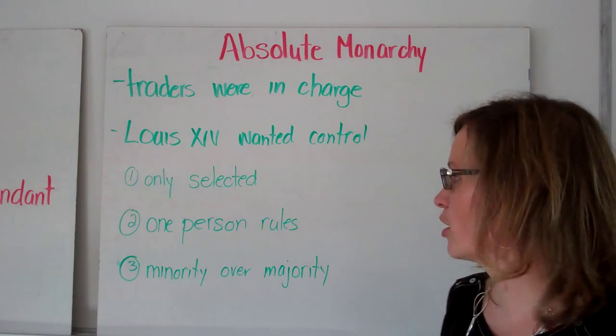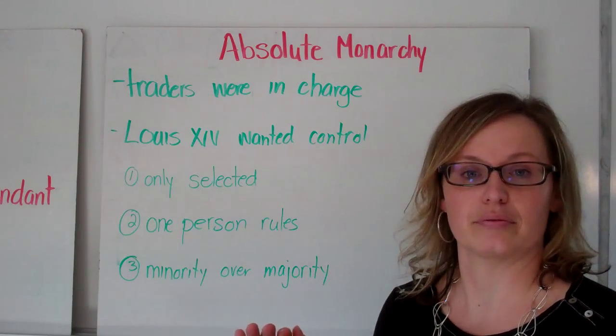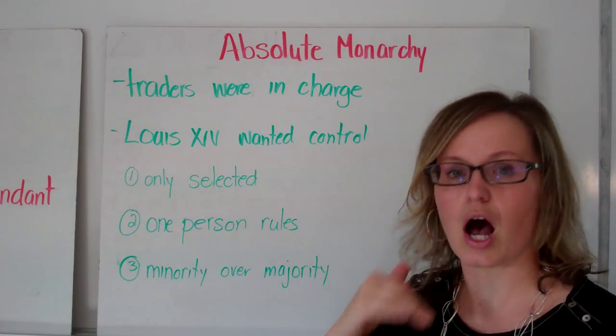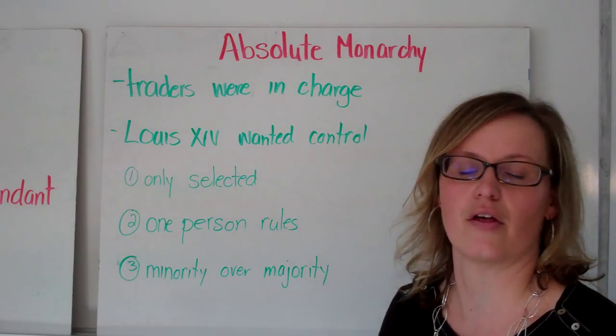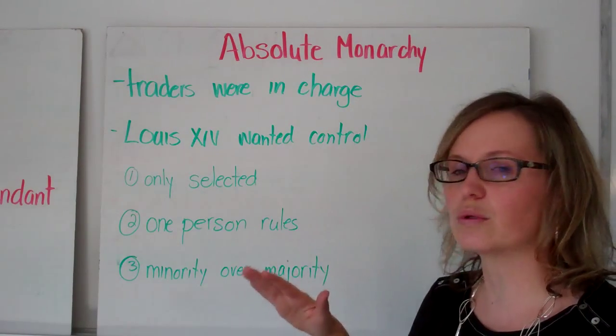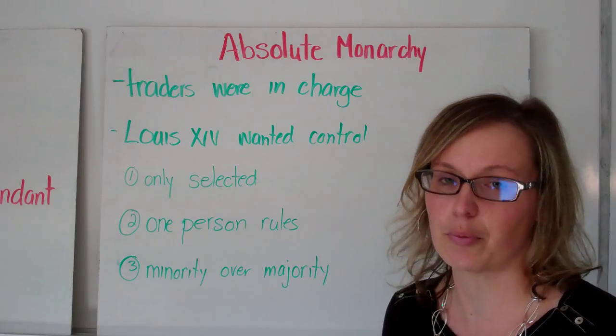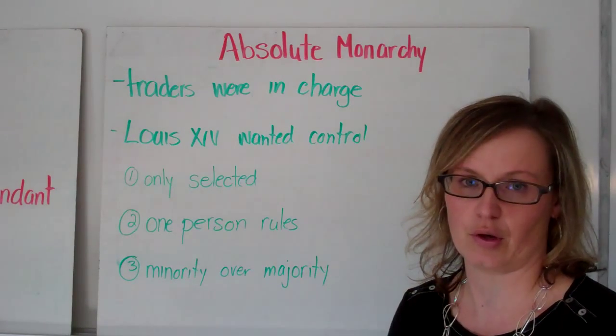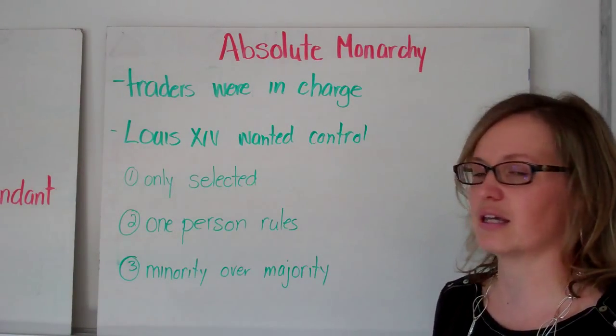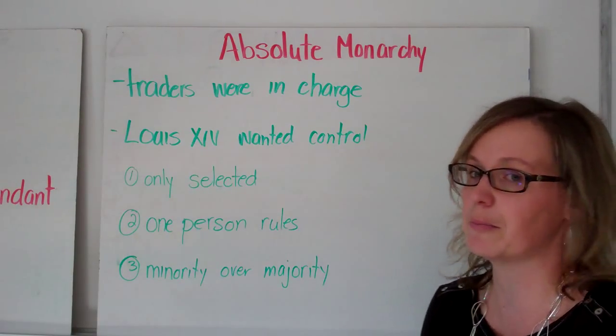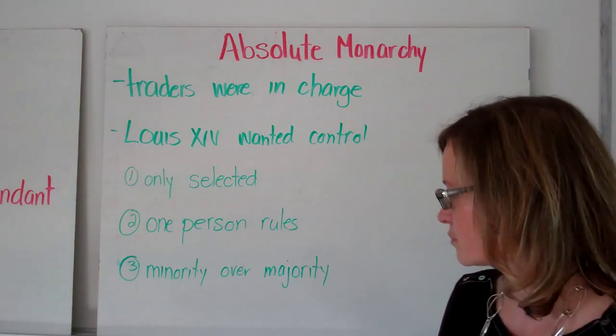The criteria for an absolute monarchy is that he's at the top. The king of France was the top of the government. Decisions were made by him, and only people he selected or appointed would be members of the government. Okay? So only people who the king chose could be in the government. The people had no voice in that.